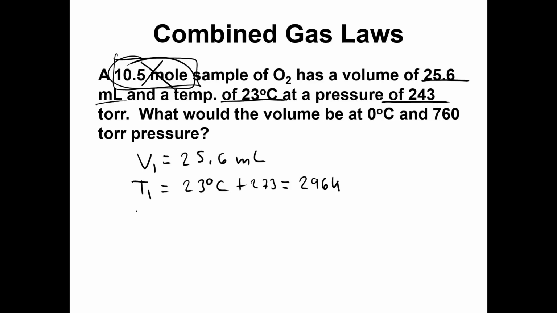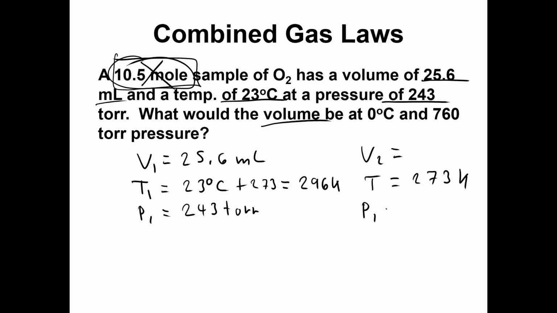And you can keep that pressure with that unit. You don't have to convert that. And that's 243 torr. And then we're told, what would the volume be? So we don't know what V2 is. At 0 degrees, so the temperature here is going to be 273 K. That I changed already, at a pressure of 760 torr, right?